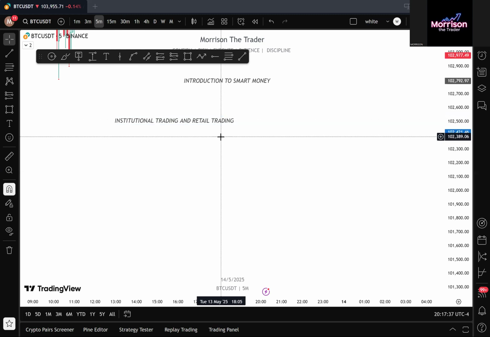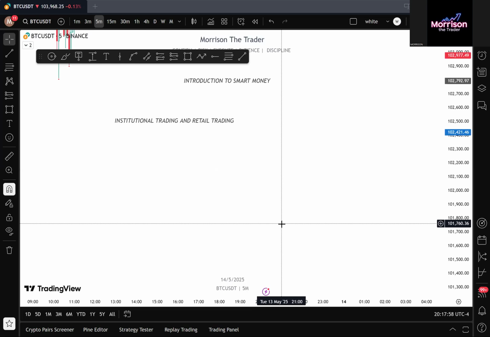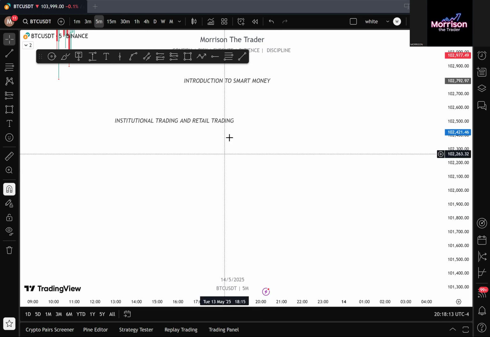So we talk about institutional trading. Institutional trading are the banks. When we say the banks, we are talking about the big institutions that trade with large volumes, large sums of money, billions and trillions of dollars. So they actually move the market, right?